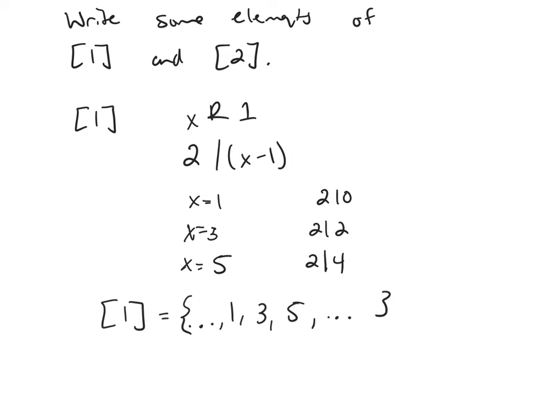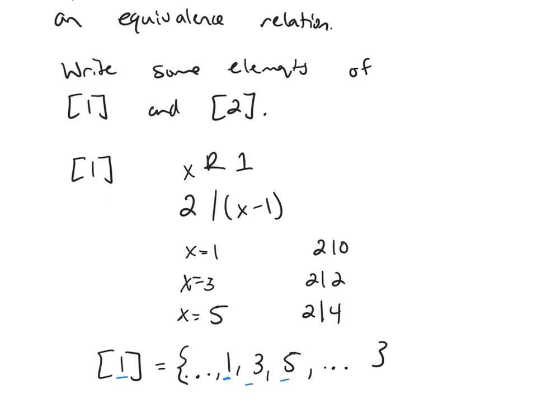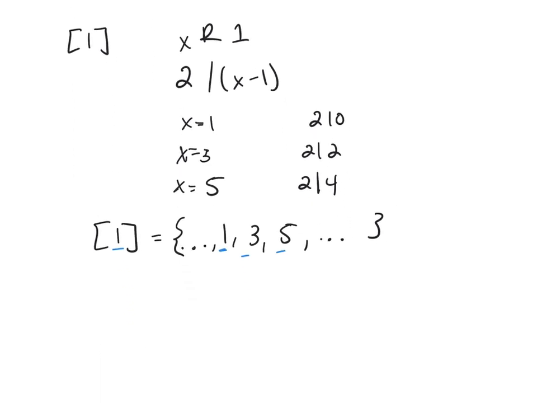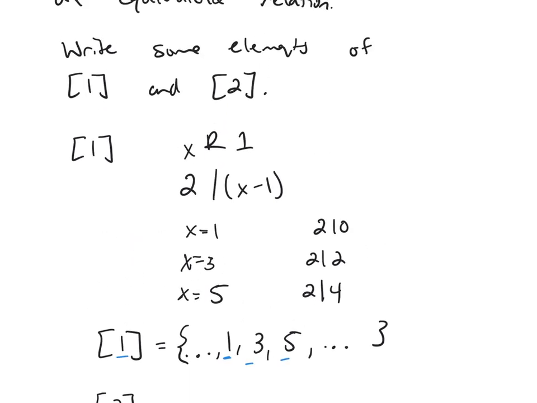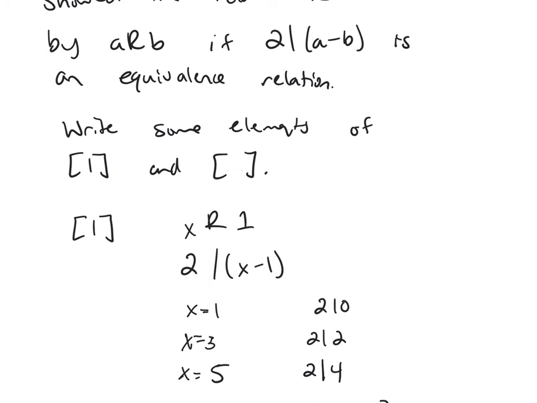Now remember that because this is an equivalence relation, we know that 1 relates to itself. So 1 is in my equivalence class, but I found two other elements, 3 and 5. Now let's look at the equivalence class for 2. Actually, I'm going to change this. Let's find the equivalence class of 0 here. That's what I really meant.